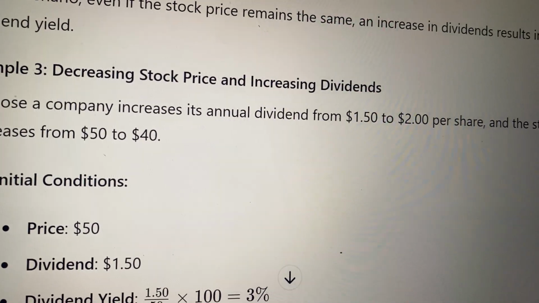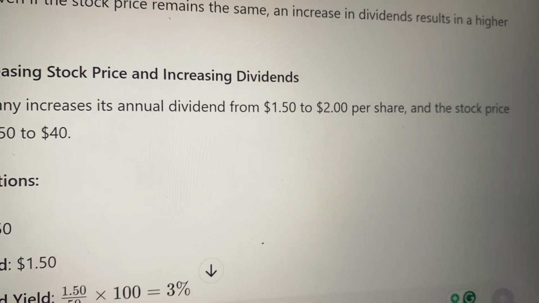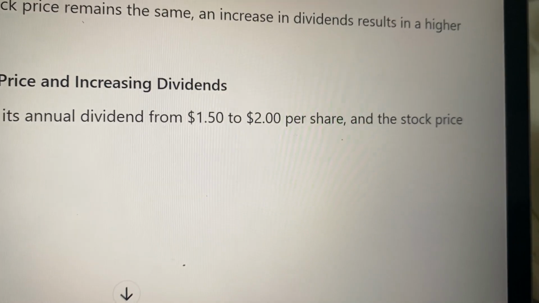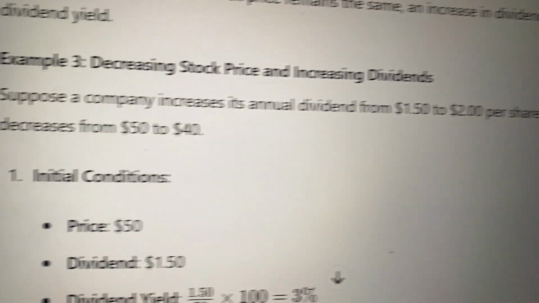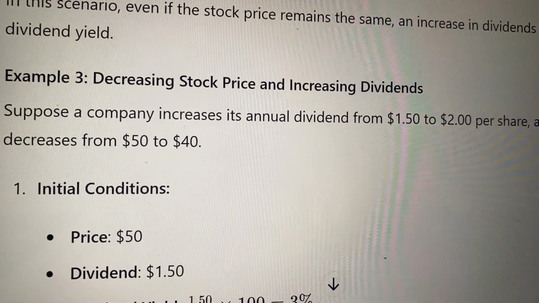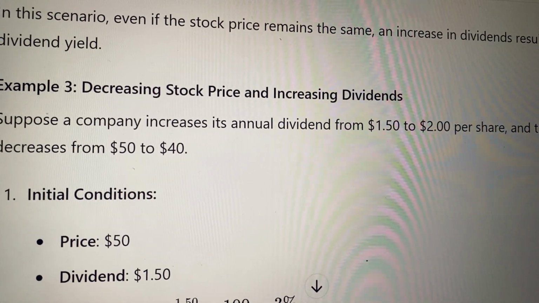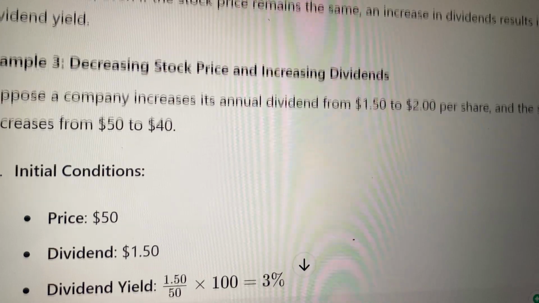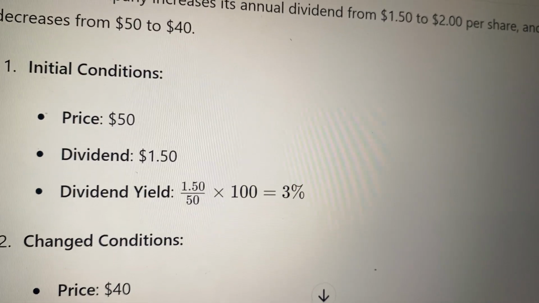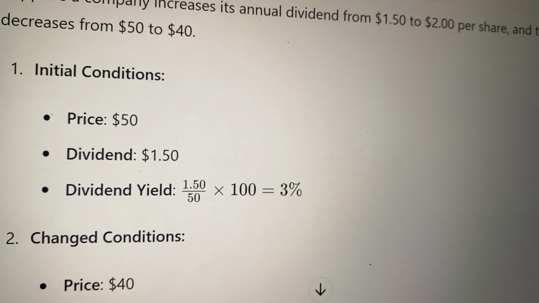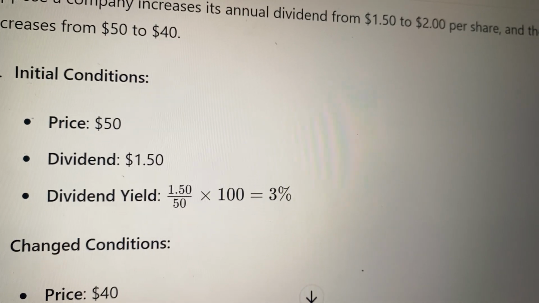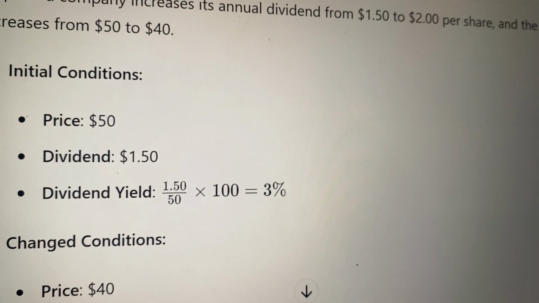Suppose a company increases its annual dividend from $1.50 to $2 per share. Or as I said, it can be £1.50 to £2 per share. And the stock price drops from $50 or £50 to $40 or £40. The initial conditions, the price of the stock is $50, the dividend payout is $1.50. So to calculate the yield, we divide $1.50 by 50 times 100, which is 3%.